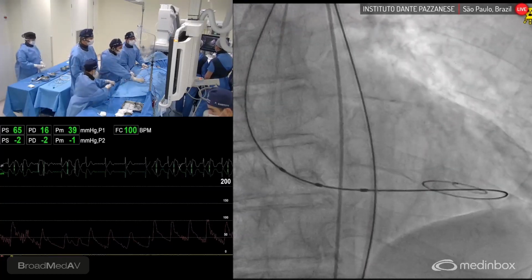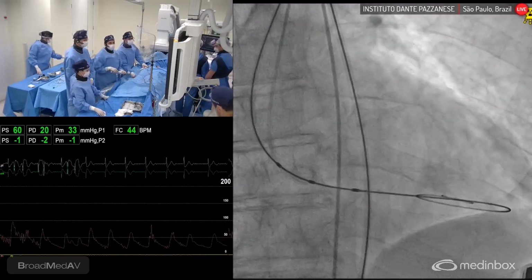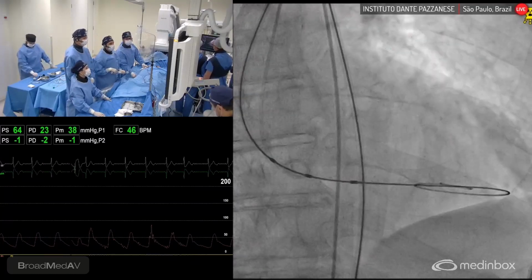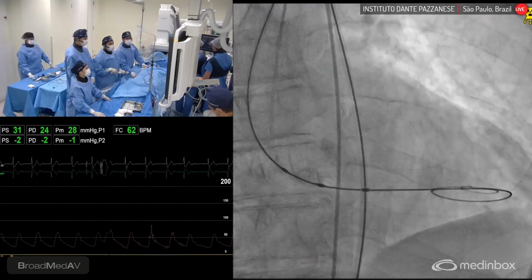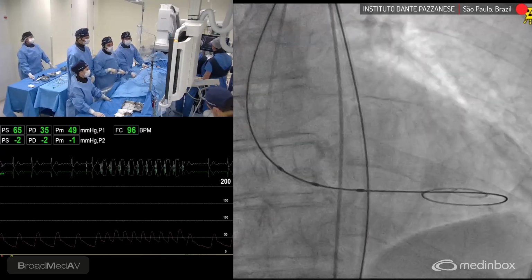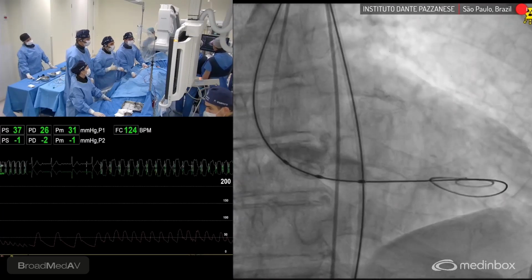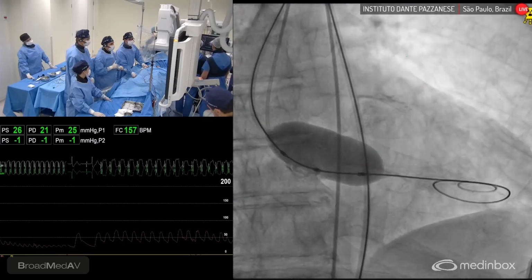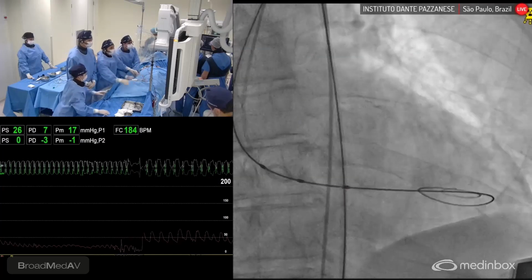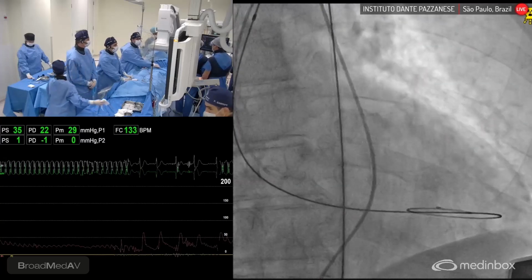So you try to push the balloon a little bit while you're inflating. Yes, Alberto is holding. Pacemaker on, 100. 180. Okay, great, great. That's it. Good. Pacemaker off. Okay, the pre-dilation is okay.